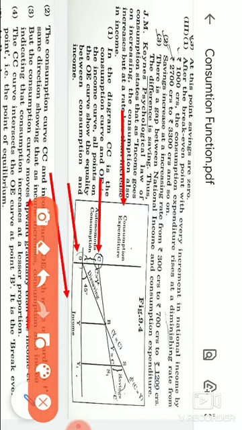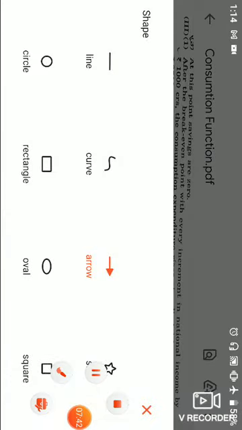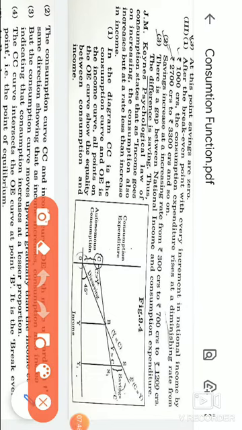So as my level of income is increasing, my consumption expenditure is also increasing. And another part, if you see the saving part, as my level of income increases, my consumption increases, but here my consumption expenditure is more and my level of income is less. That's why this part is a saving part, as point B indicates the equilibrium point where my income is equal to consumption.